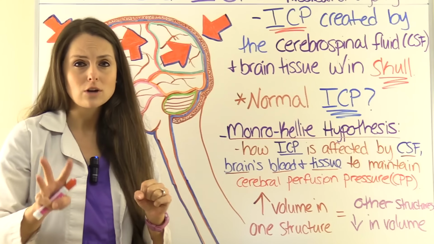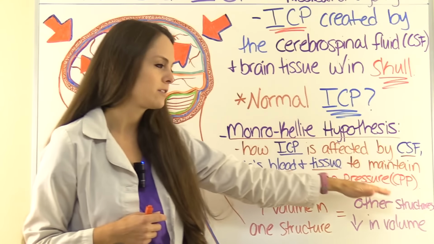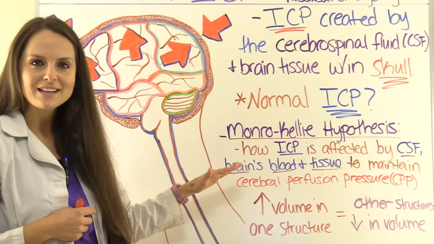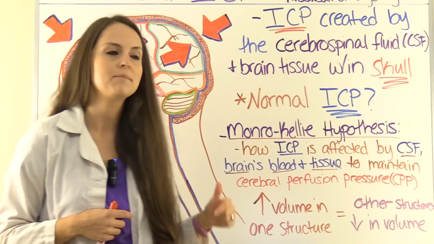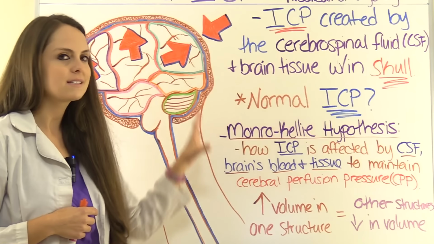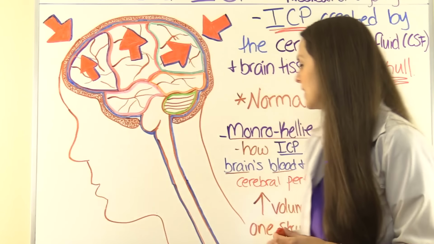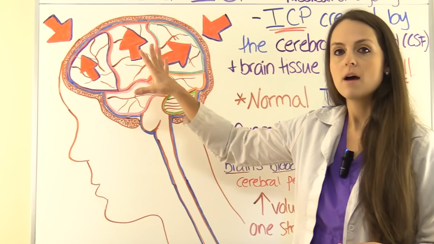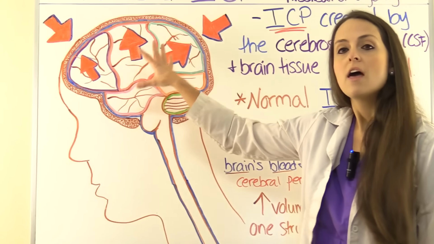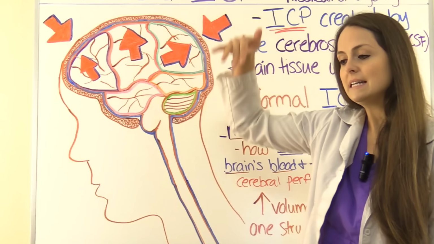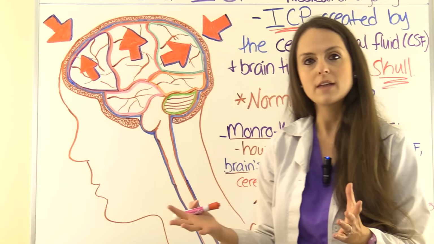And these three structures work together to maintain the cerebral perfusion pressure, the CPP. And I want you to remember that term because it's really important whenever we're talking about increased intracranial pressure, and we're going to discuss it in depth here in a moment. So, what does this hypothesis say? In a nutshell, it's saying that if there is an increase in volume of one of those three structures that we just talked about, the other structures that aren't being affected are going to have to decrease their volume to help alleviate that pressure that is building.